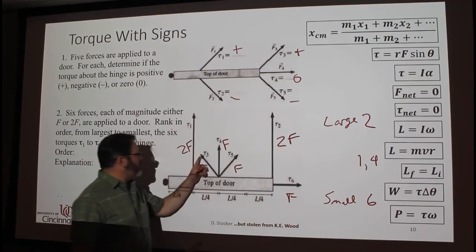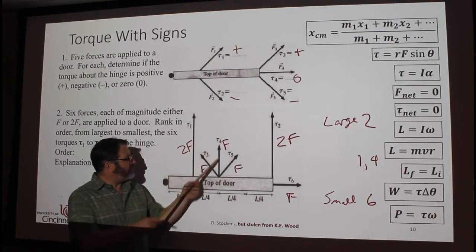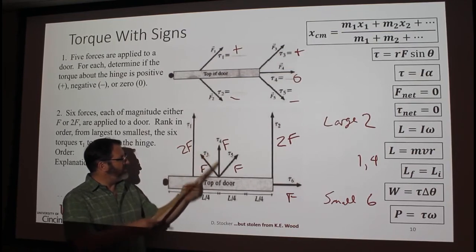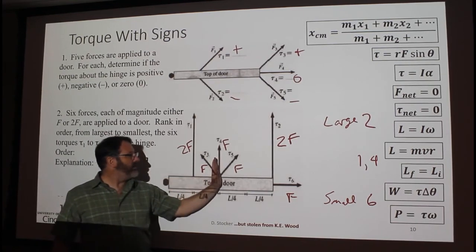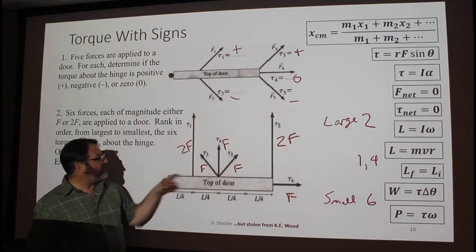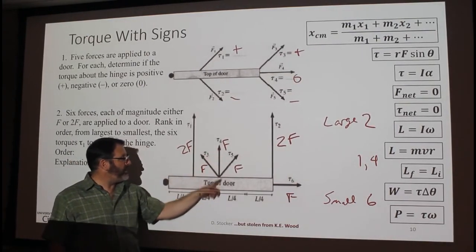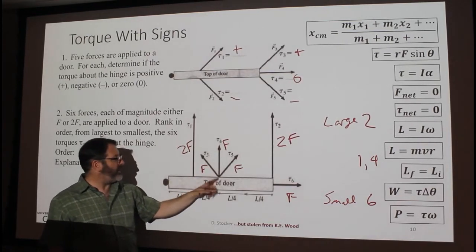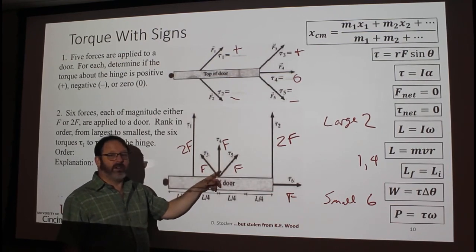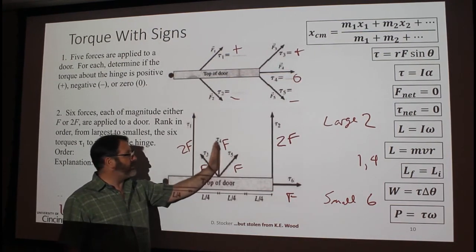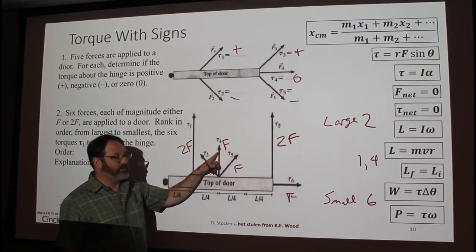Now, what about these two, 3 and 5? Maybe I can compare this one to this one. Remember the angle? So R is here, F is there. The angle for this one is 90 degrees, so sine is 1. That's the biggest possible value of sine. I don't know what this angle is, but I know that the sine of whatever angle that is, is smaller than the sine of this one. So I know that the torque created by 5 has got to be smaller than the one by 4.